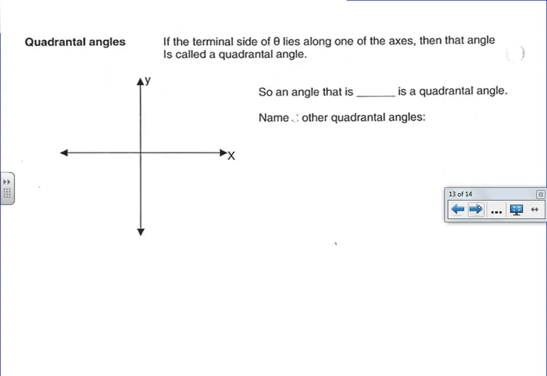So quadrantal angles have terminal sides that are along one of the axes. So an angle that is quadrantal could be, let's see, this angle right here. From here to here would be a 90-degree angle. There's a whole bunch of them. There's 90, and then the next one would be if it went all the way to the next axis, so 180. We can go down to 270, and then back up, a full rotation would be 360. There's also negative quadrantal angles. There's all sorts of them that we could list.